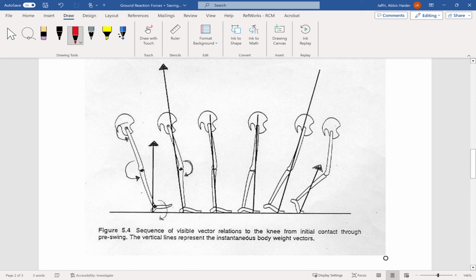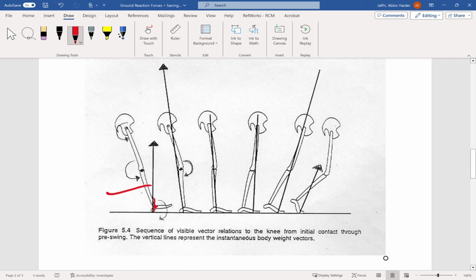So basically this arrow here represents the ground reaction force. We'll just look at the foot for the simplicity of this class here. So this is your ground reaction force, and this basically shows you how it changes in the different phases of the gait. Like for example, you start at the initial contact. This is your joint axis of rotation, and this is your ground reaction force.